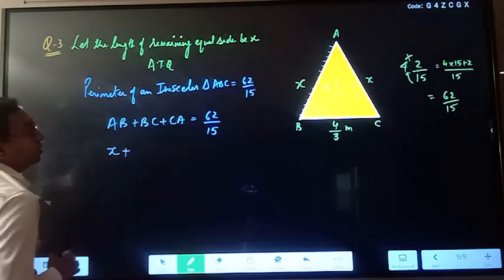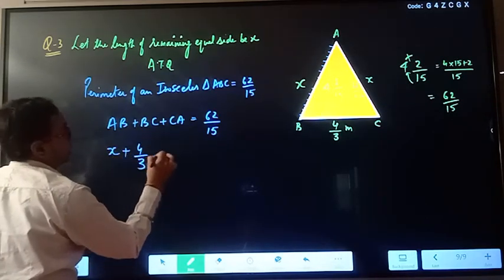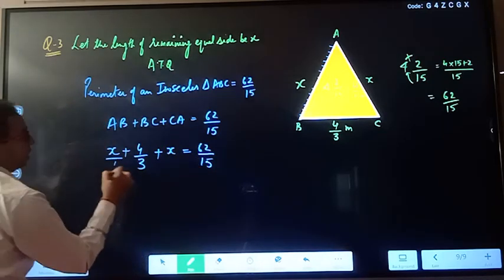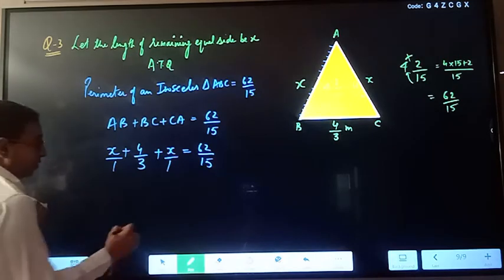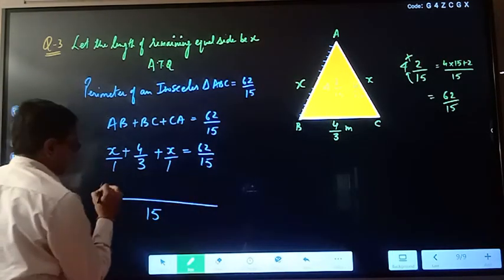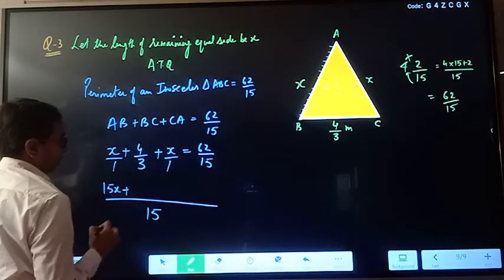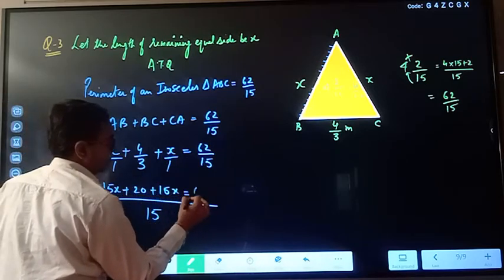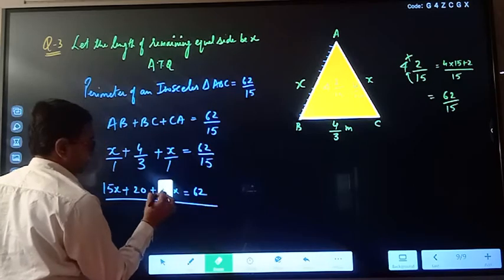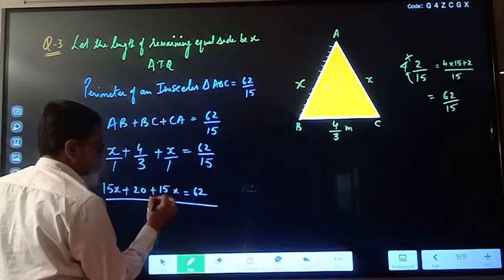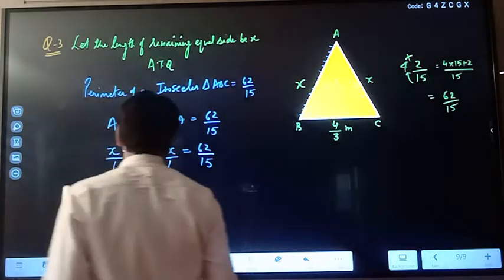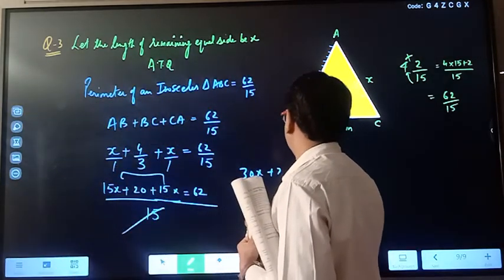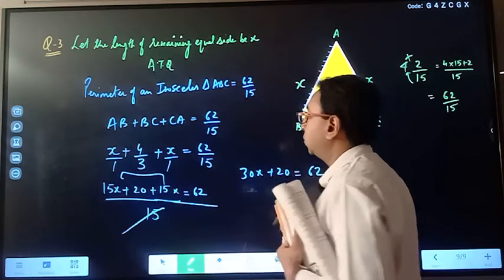What is AB equal to? x. What is BC equal to? 4 by 3. What is AC equal to? x. 62 by 15. Now the LCM part we have to do. LCM of 15 and 3 is 15. So 15x plus 20, like terms, it will be 30x plus 20 is equal to 62, after discarding the LCM.